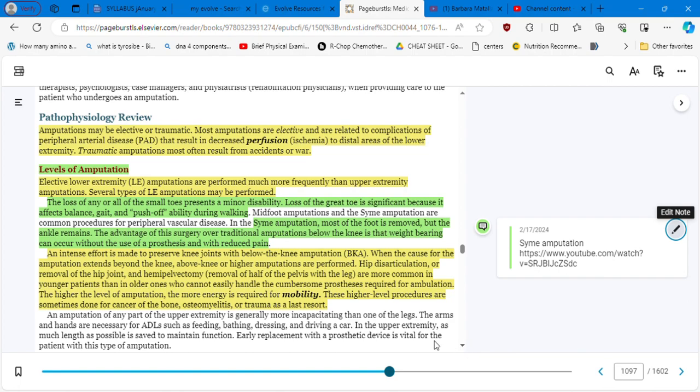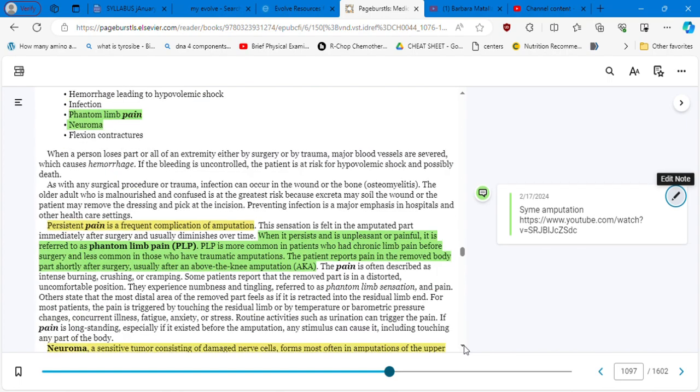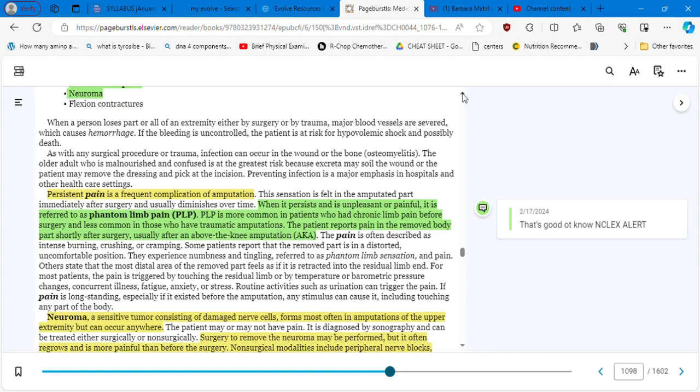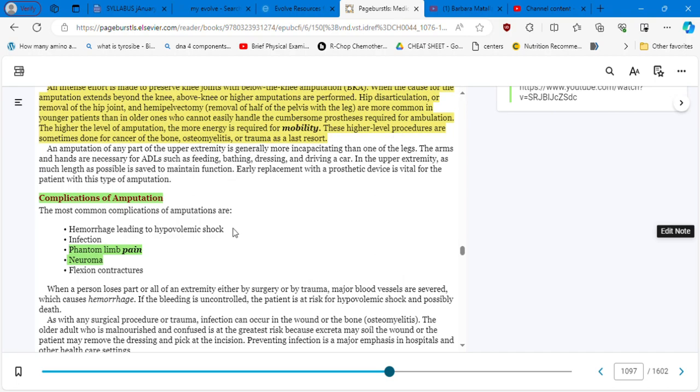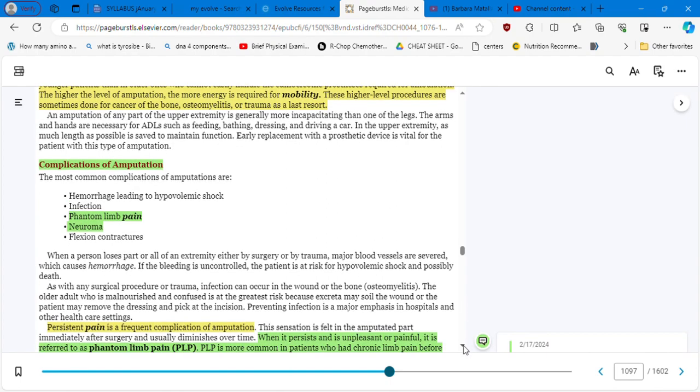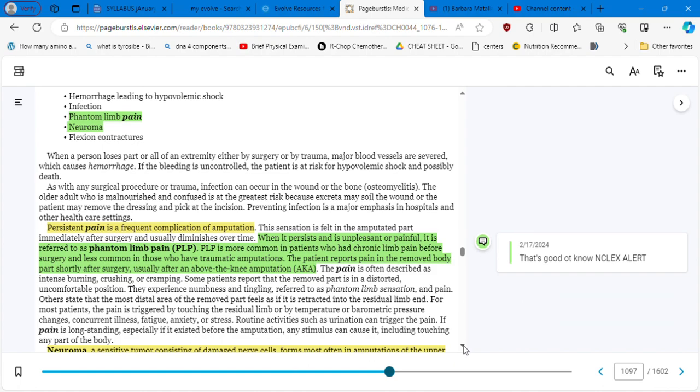Okay, very good. So let's move forward to complications of amputation. The most common complications are hemorrhage leading to hypovolemic shock, of course, infection, phantom limb pain, neuroma, and flexion contractures. So let's get deep into these concepts.